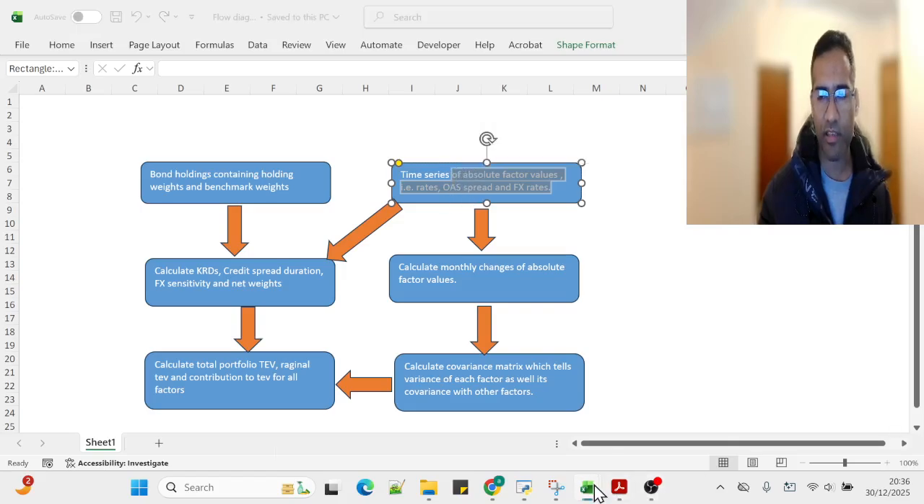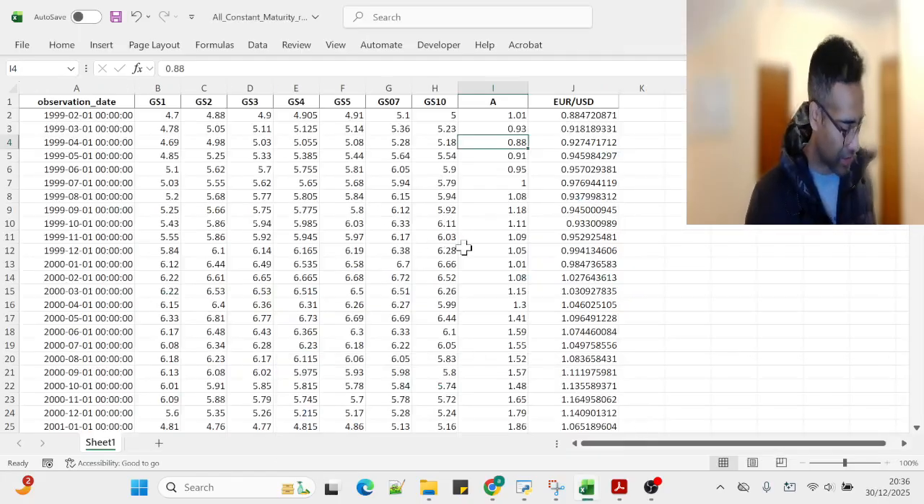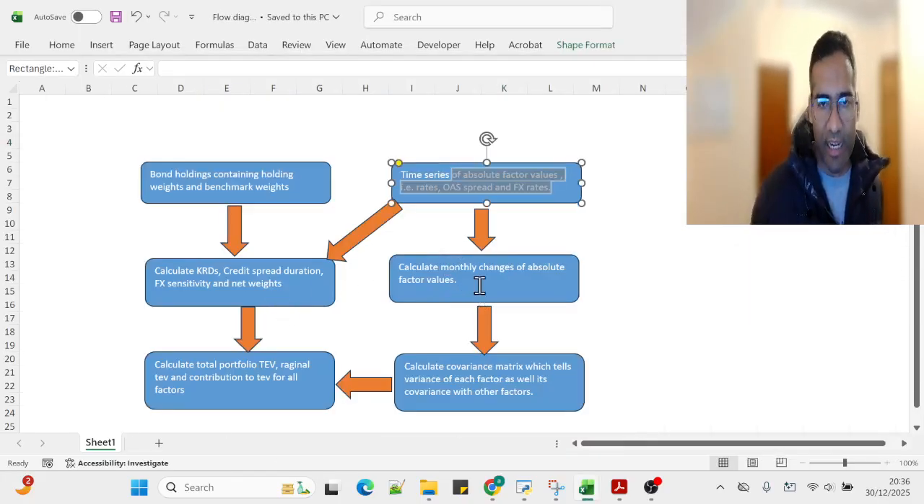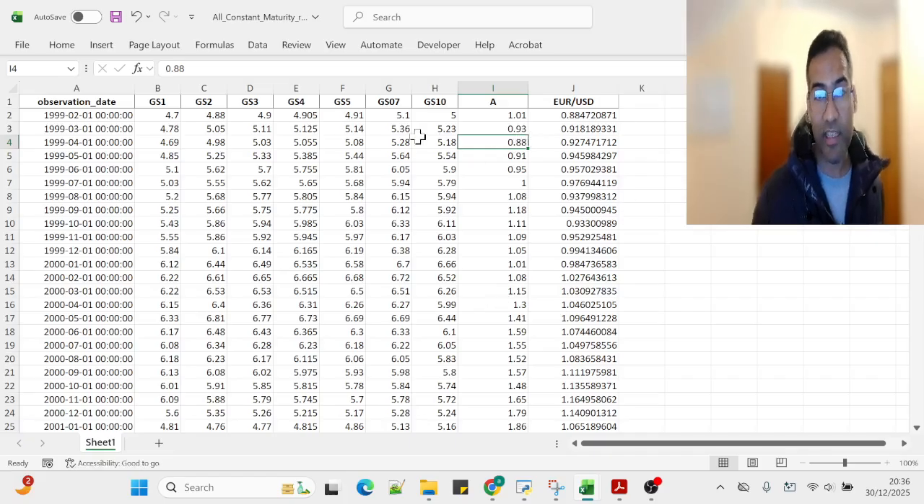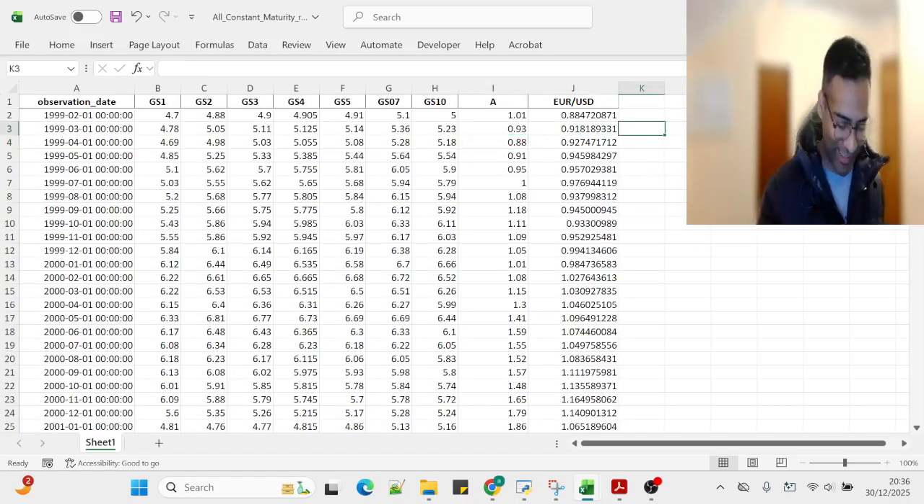So this is the first step. I showed you the rates and time series. Now I calculated monthly changes of absolute values. I determined the changes. It was simple. I just did subtraction. This is a subtraction exercise: equal to this minus this. It cannot get worse than subtraction.